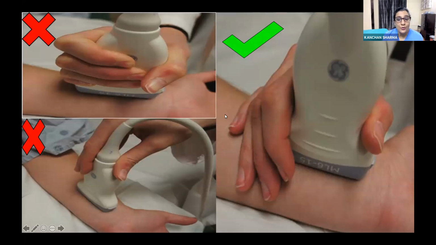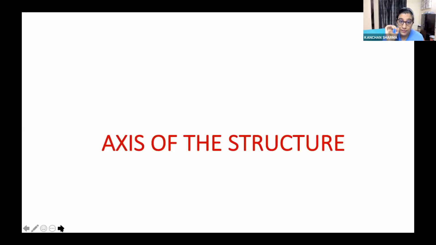How can you learn to hold the transducer? Take your mobile, keep it like this and hold it like this. Practice on your body. Hold your mobile with your thumb and two fingers and try to keep it on your body and practice. Once you have practiced with your mobile, it will be very easy when you're holding the transducer, fine? So that is the important step.